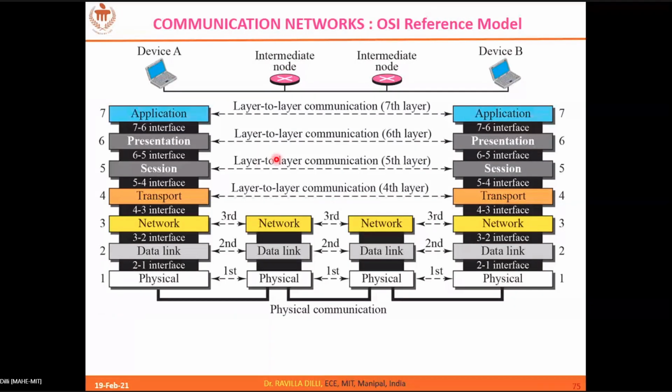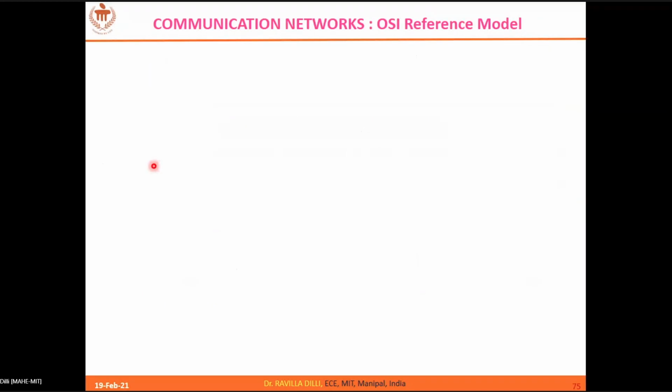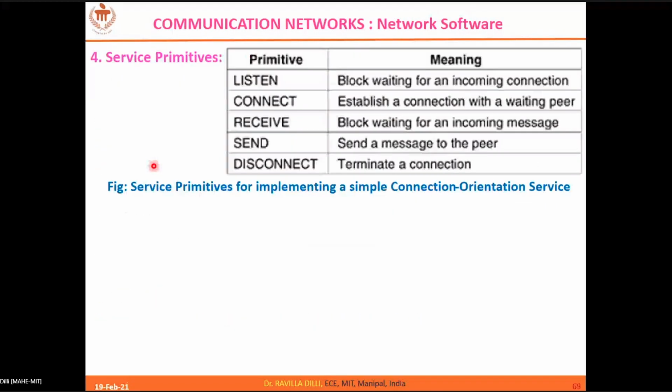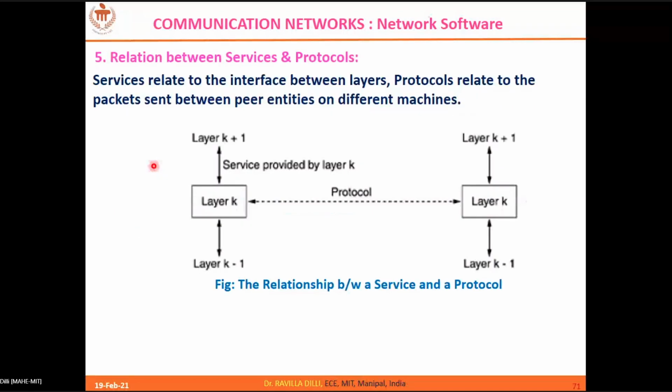You can see here there are virtual connections between the peer entities. But what is the actual connection? The actual connection is these solid lines. The dotted lines indicate the virtual connections, and between the successive layers, you can see the interfaces. Whatever we have covered so far, try to recap it before attending the next class so that you can easily understand the reference models. Fine.